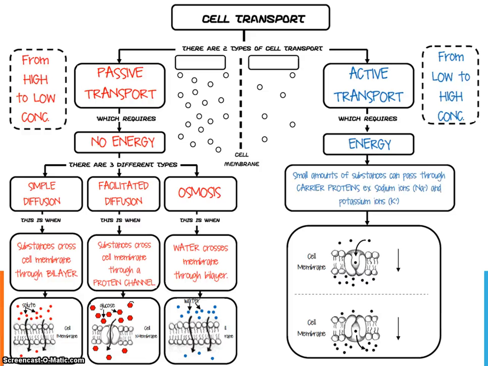Okay, so once again, in passive, we go from high to low. Top of the stairs to the bottom stairs, easy, no energy. Active transport, we go from the low to the high. We're going from the bottom of the stairs to the top, and we know we're going to get a workout.